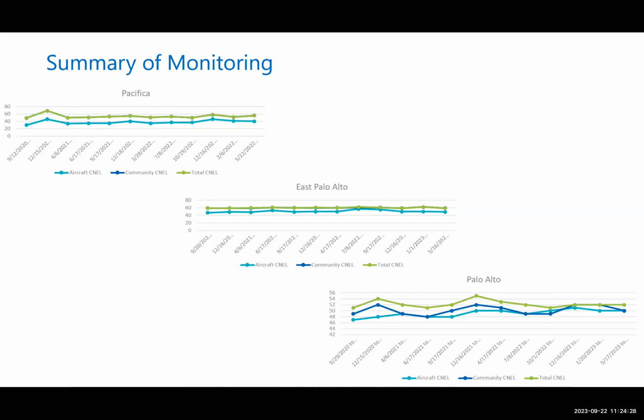Dropping down to Palo Alto, which is the most gymnastic of the contour lines, I guess you could say. The community and the aircraft CNELs did join up a couple times, and then went back to the total on top and then back to the aircraft. It's been interesting to say the least. And it's 49.5 decibels.